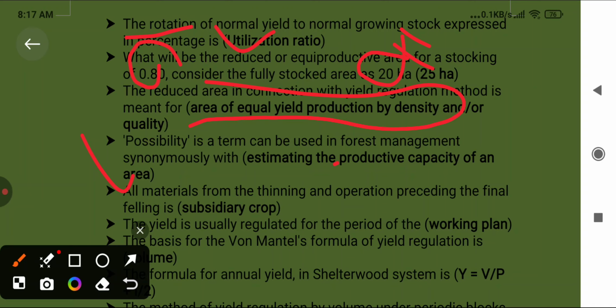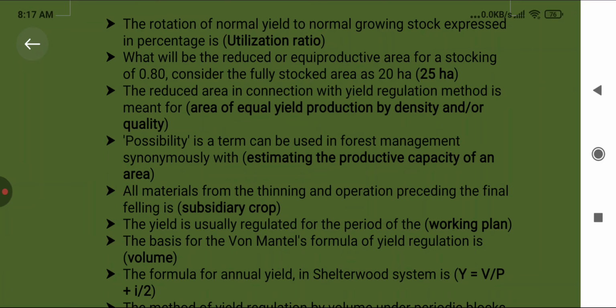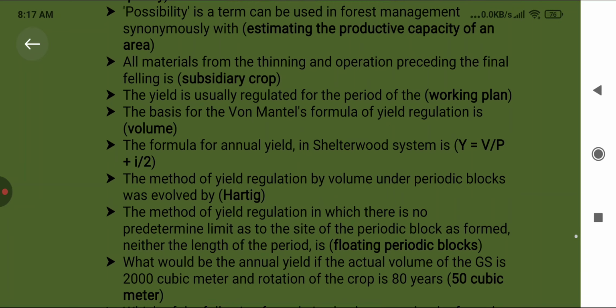All material from the thinning operation prescribed before the final felling is subsidiary crops. The yield is usually regulated for the period of the working plan. The basis for the volumetric formula of yield regulation is volume.